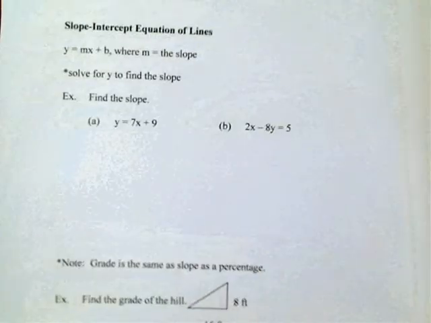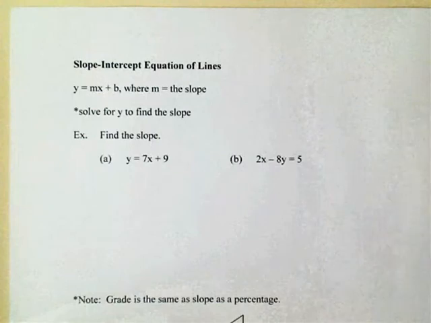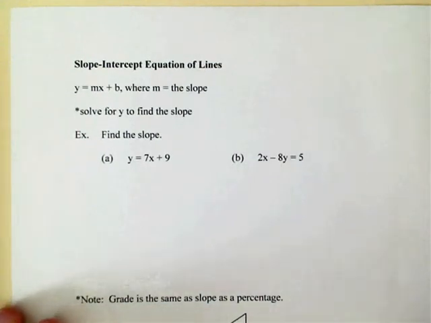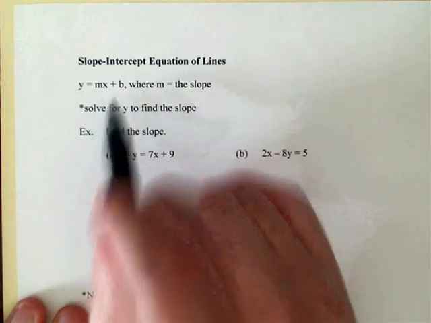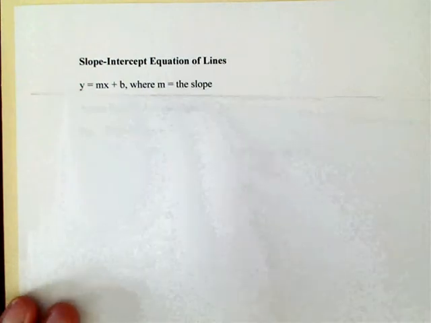Now let's look at the slope-intercept equations of lines. Now, this is probably one of the most useful equations of lines that we can use. Y equals mx plus b. And the way I like to explain this is very simple to understand. And when I do this, it tends to make life a little bit easier for people.